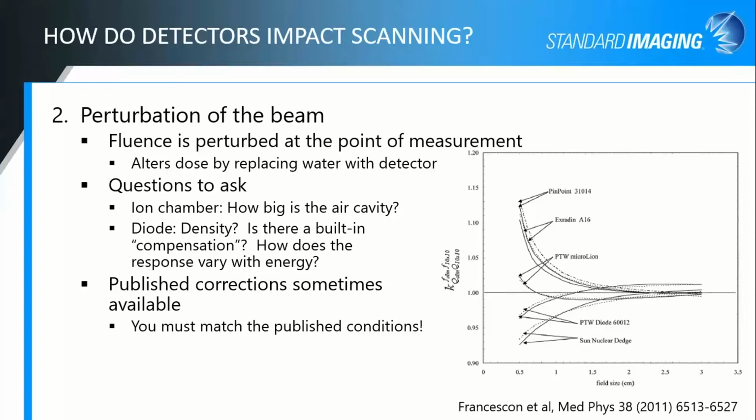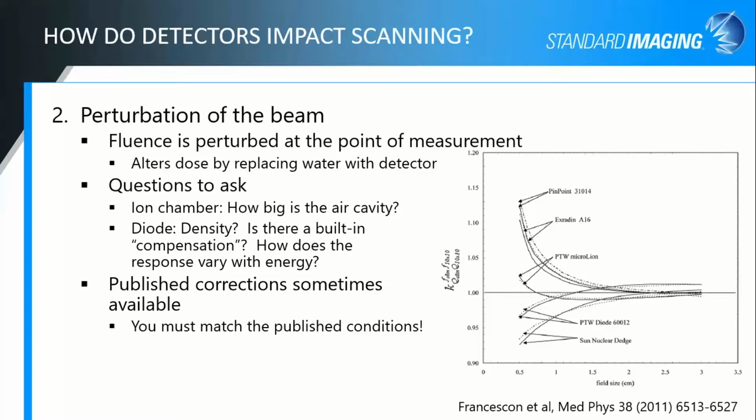As you're measuring with a diode as well, the response can vary with energy, usually because of over response to low-energy scattered photons. And as you scan a PDD or scan out in your profiles, you need to be aware of that change in the spectrum, potentially changing the response of your detector.